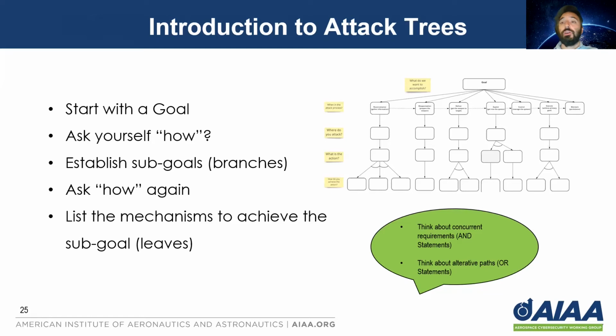And sometimes there are multiple steps that have to occur in order to achieve a sub goal, requiring what we call an AND statement, or it's an OR statement, meaning that one thing has to occur or the other thing has to occur to achieve that sub goal. So these are all methods to think through how a hacker would go about it.